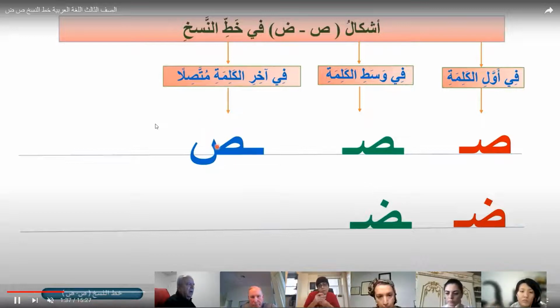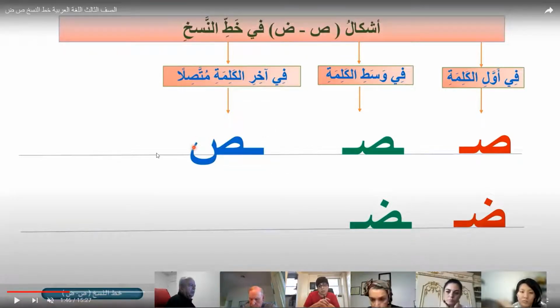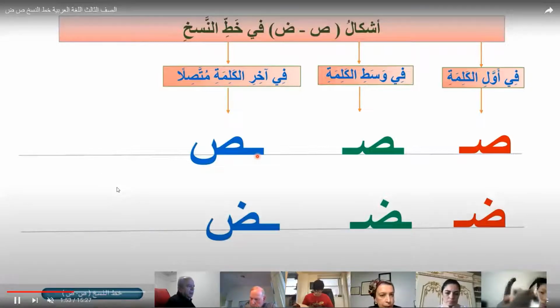Let's see how it is written. You see the torchlight going, and then go this way. I'll try to show it to you, and then I'll do it on the board. It goes like this, and then goes up and down at the end. Now the Dad is exactly the same.